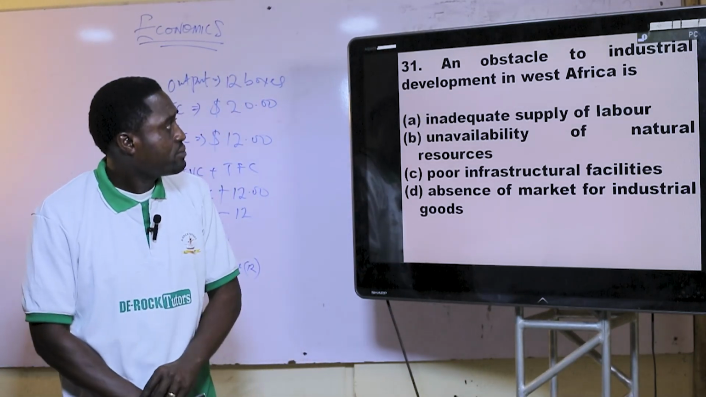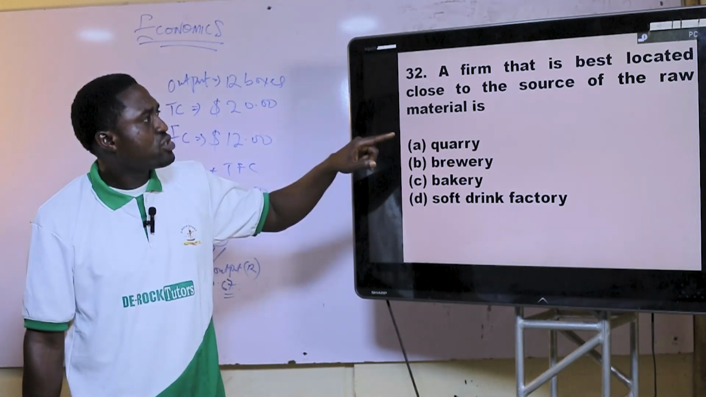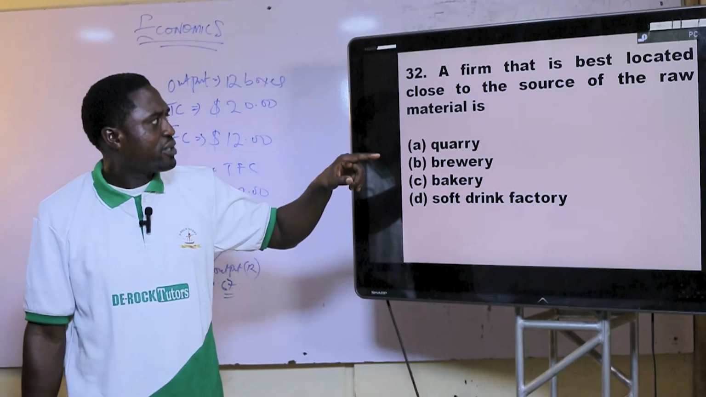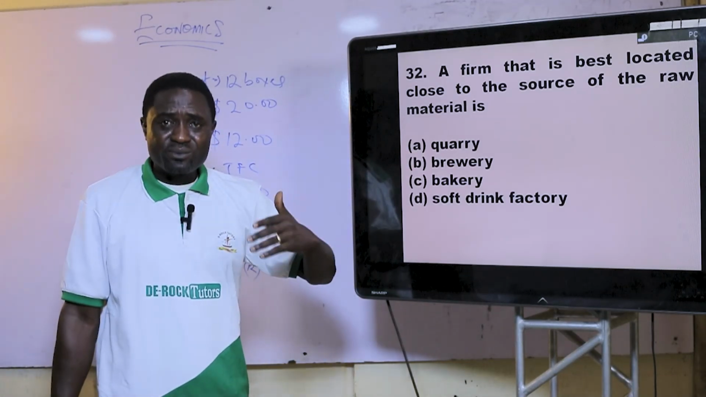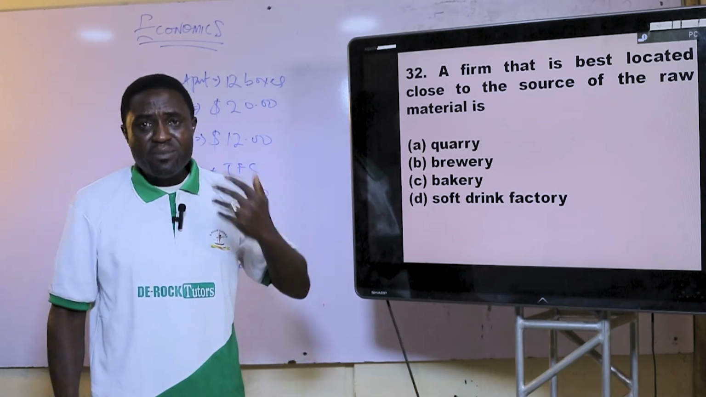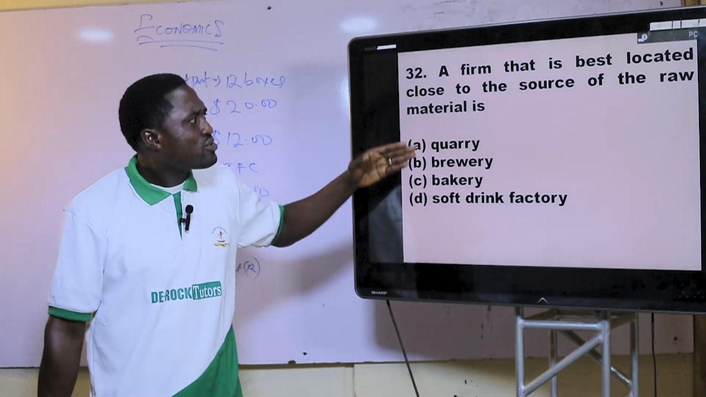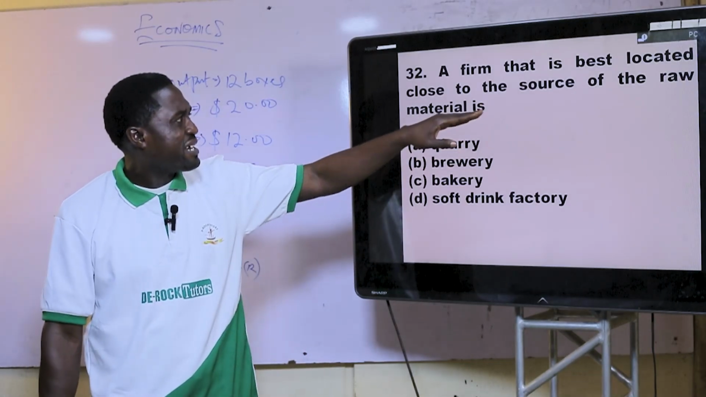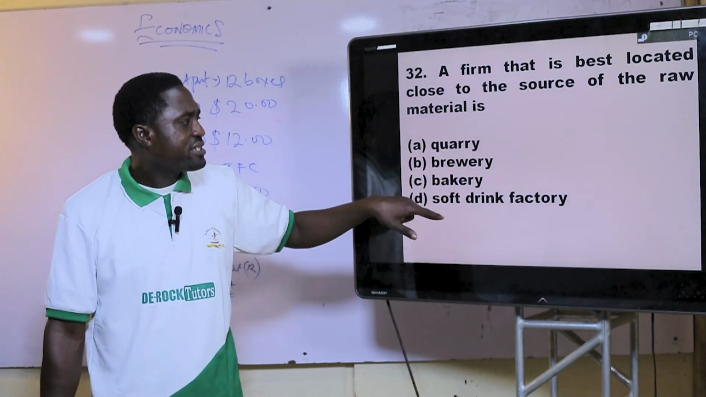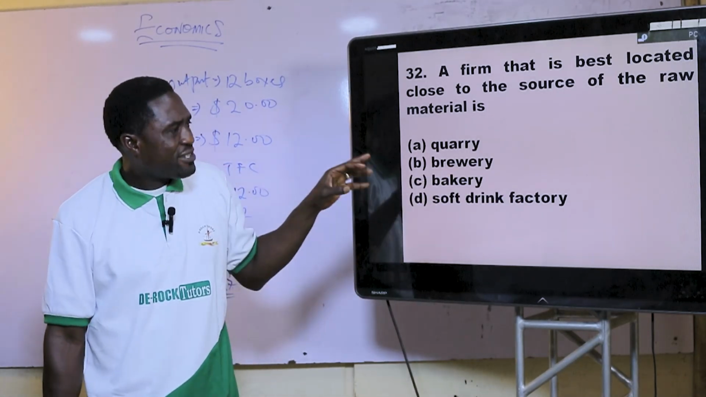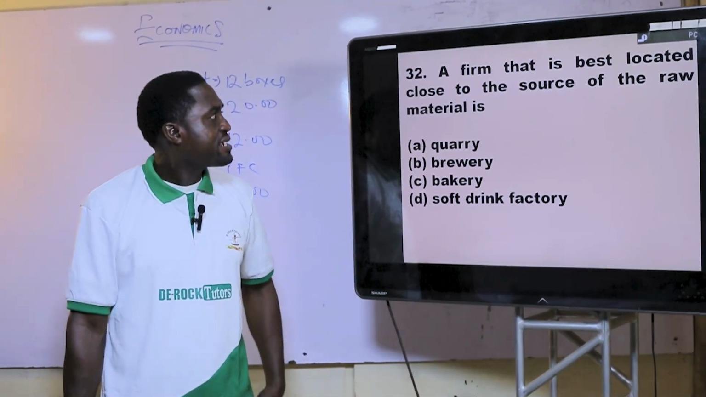The next question. A firm that is best located close to the source of the raw material is a quarry. For example, a quarry where they make cement, or coal. You understand? They break rocks, it is a quarry. If you look at it very well, a firm that is best located close to the source of raw materials is a quarry. It cannot be a brewery, a bakery, or a soft drink factory. So the best option is quarry. Then the next question.